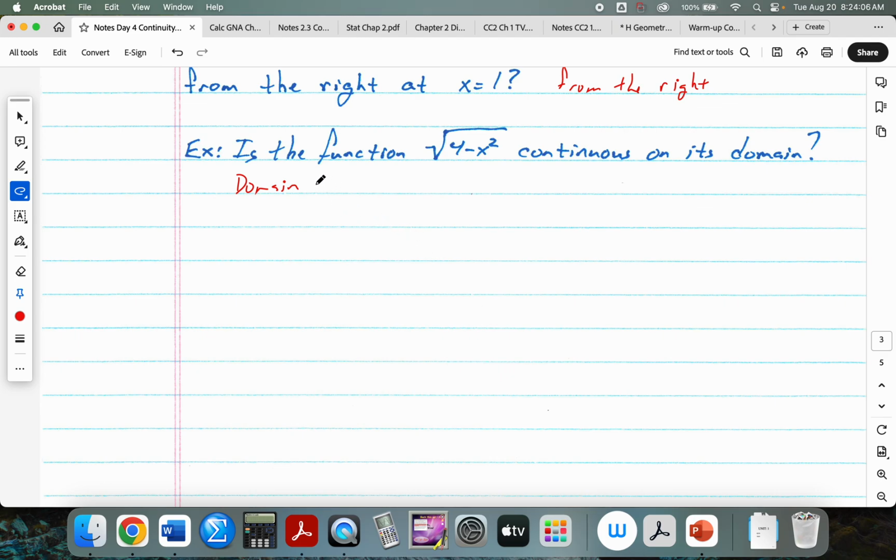So if we're trying to keep this real, what stipulation do we need to have here? We're trying to avoid imaginary numbers. Not be less than 0. Right. The argument has to be greater than or equal to 0. So that's 4 minus x squared is greater than or equal to 0. So subtracting, we get 4 is greater than or equal to x squared.